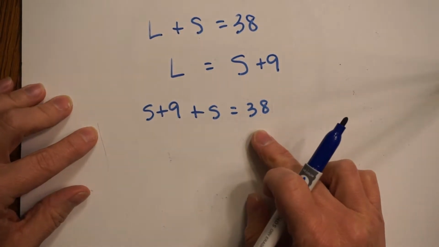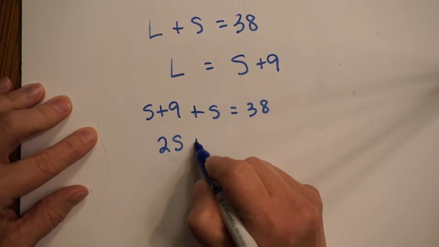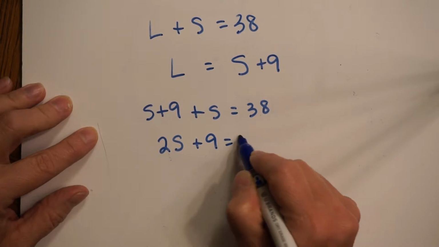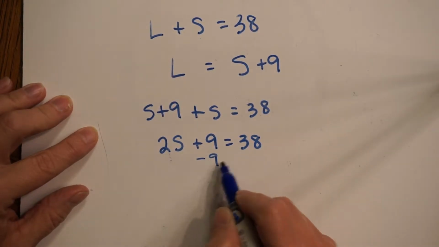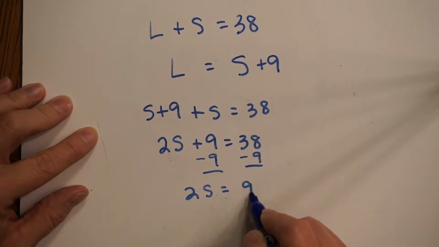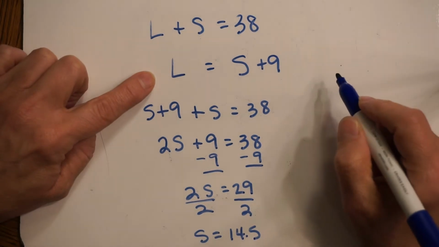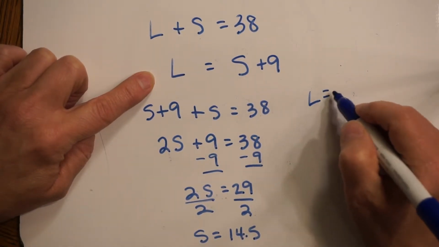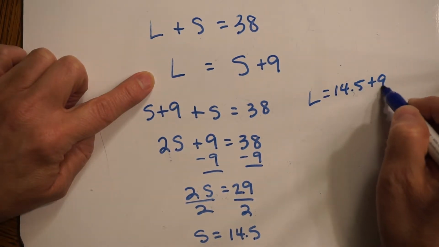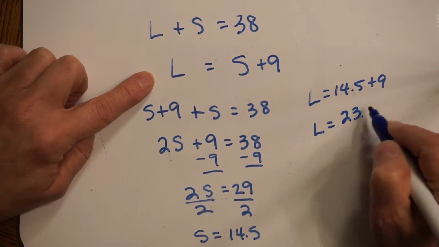Again, add like terms. So I have 2S, try and make that look like an S and not a 5, is equal to 38. Solve for the variable, so I subtract 9 from both sides. 2S is equal to 29. Divide both sides by 2. So the short piece is equal to 14.5. To solve for the long, I would substitute here, 14.5 plus 9. The long piece is going to be 23.5.